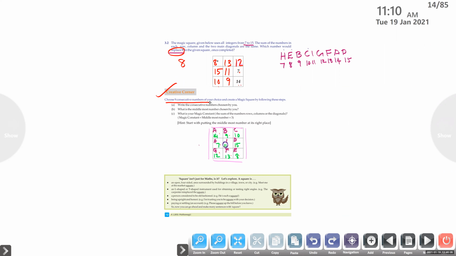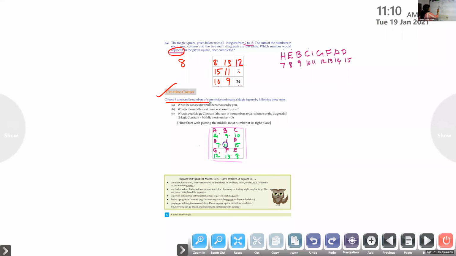Ma'am, in the creative corner, we can write our own numbers, right? You can write your own numbers. For the time being, I'll be giving you the numbers because I have to check whether what you do is correct. Later, after this period, you take 9 consecutive numbers only. Clear? Some will be different. Now I'll be giving you 9 consecutive numbers, then only it should be same. Otherwise, I cannot check. Understood?